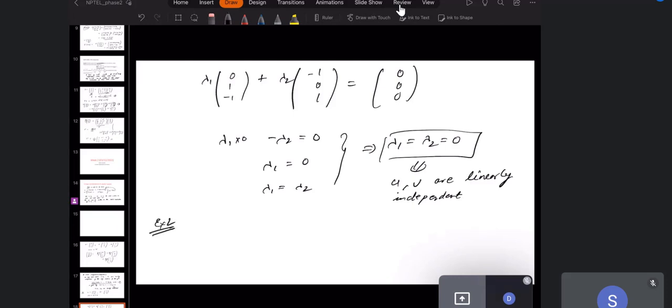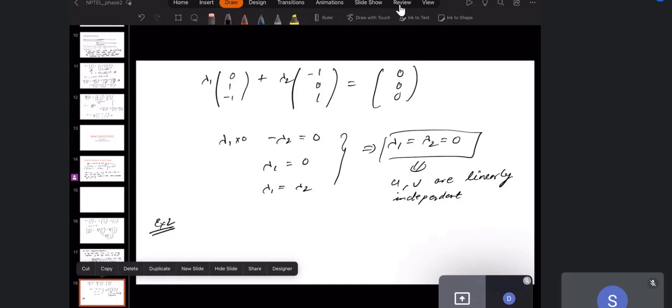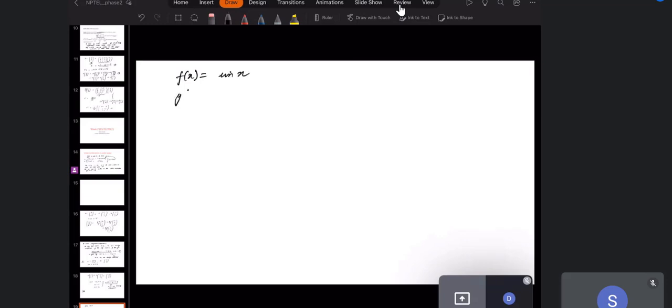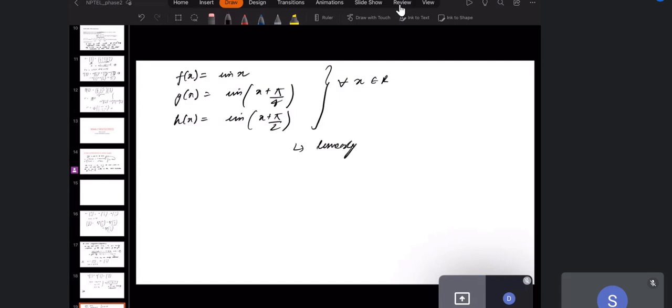Example 2. Maybe I'll start with another page. Let us assume that we have three functions. Let us take trigonometric functions. f of x is sine x, g of x is sine of x plus pi by 4, and h of x is sine of x plus pi by 2. Here x belongs to the real numbers, for all values of x. We have to find out whether these three functions are linearly dependent or not.